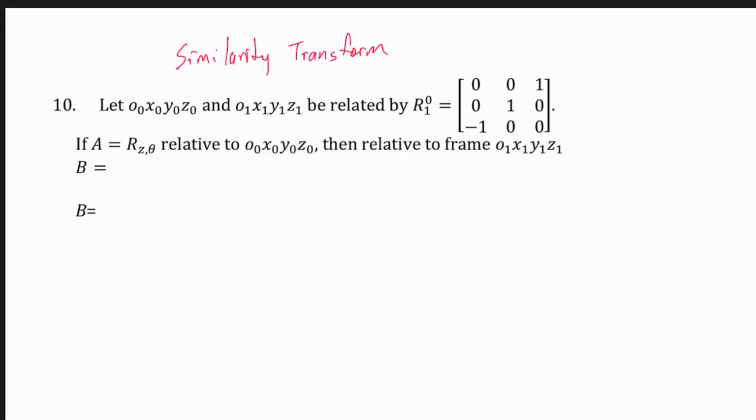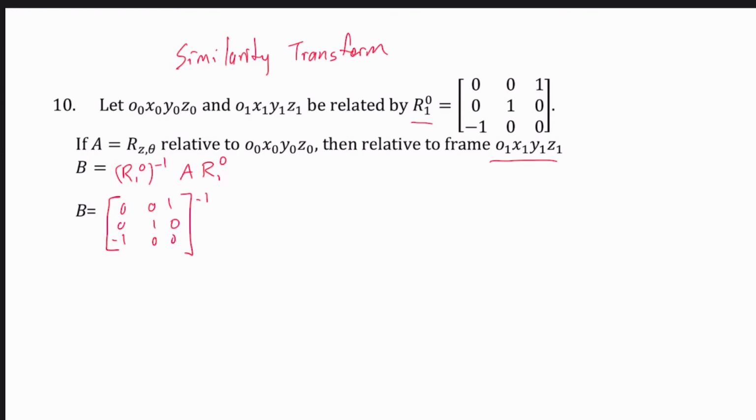Let's do an example of a similarity transform. So let's say that we've got two coordinate frames, 0 and 1, and they're related by this R1 in frame 0. A is our Rz theta relative to frame 0, relative to frame 1. And what we're going to need to do is write this as B equals R10 inverse A R10. Transpose, we've already got, we'll just have to take the inverse of that.